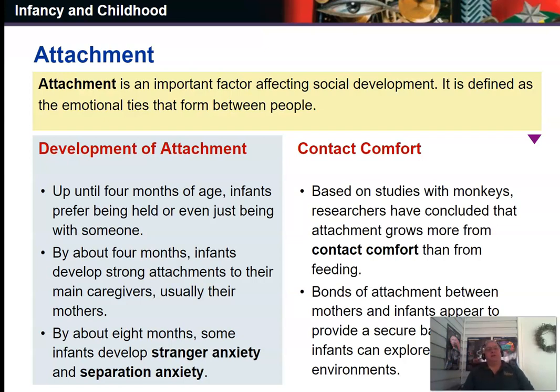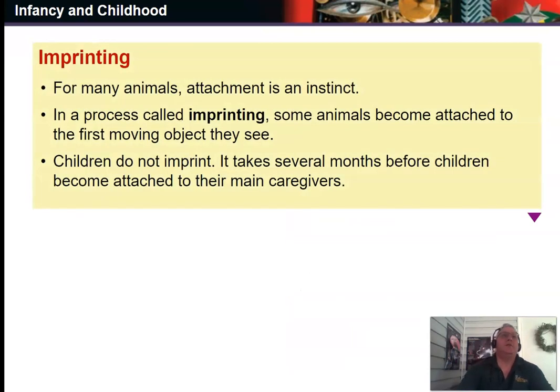Based on studies with monkeys, researchers have concluded that attachment grows more from contact comfort than from feeding. Bonds of attachment between mothers and infants appear to provide a secure base from which infants can explore their environment. For many animals, attachment is an instinct. In the process called imprinting, some animals become attached to the first moving object they see. We see this a lot in ducks and geese. Children do not imprint. It takes several months before children become attached to their main caregivers.